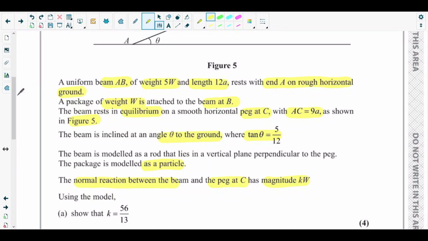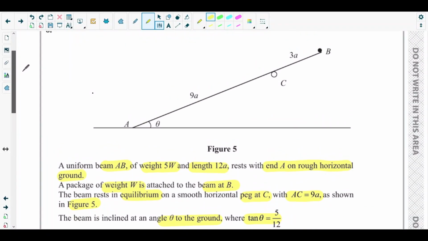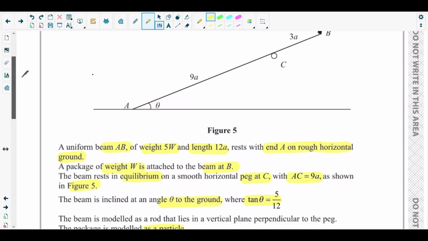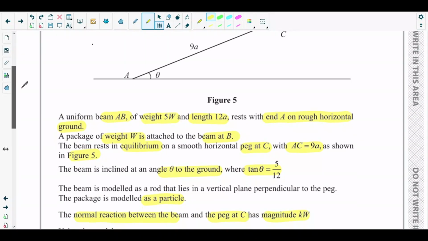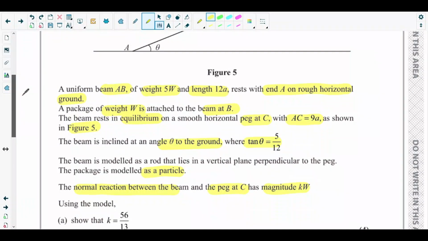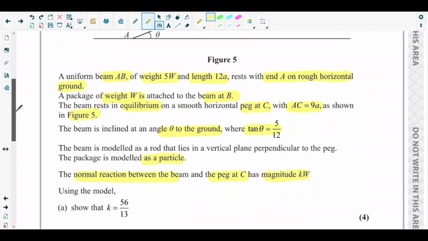So the package that has been placed at point B is considered as a particle. That means its weight is acting from a single point. And the beam is modeled as a rod. That means it has no thickness. We can ignore the thickness of the rod, and it is rigid. A rod is basically rigid. Okay, these are the modeling assumptions.